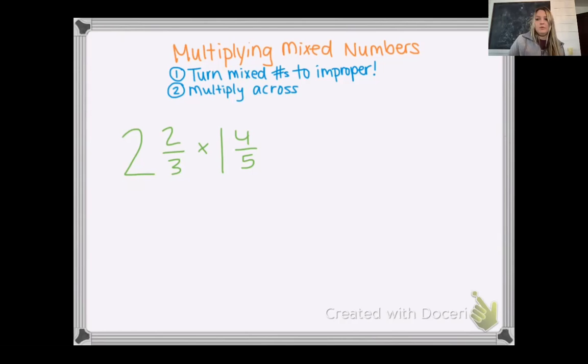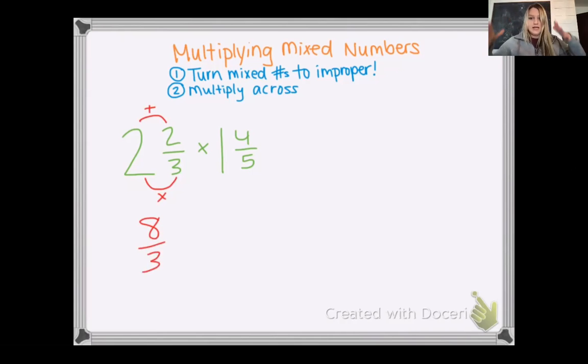Okay, so we've got that written down. Now, first step, turn our mixed numbers into improper. So remember, multiply, add, denominator, multiply, add, denominator. So I'm going to multiply. 3 times 2 is 6. Add my 2, so 6, 7, 8. So I have 8, and I keep my denominator of 3.